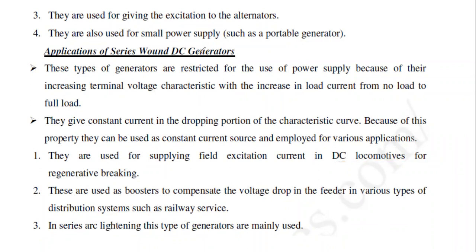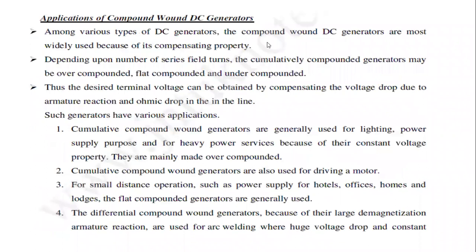Next, coming to the last type, the compound generator. There are two types of compound generators, cumulatively compound and differentially compound. The cumulatively compound generators are used for lighting, power supply purposes, and heavy power services, because they have constant voltage. We also use them for driving a motor.